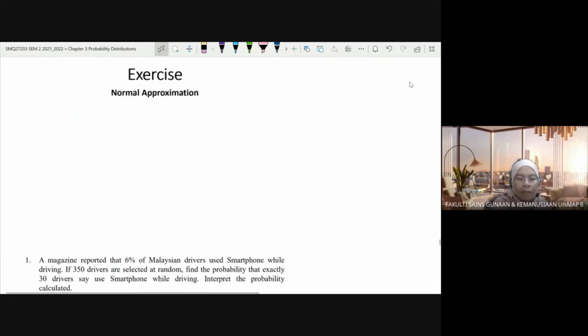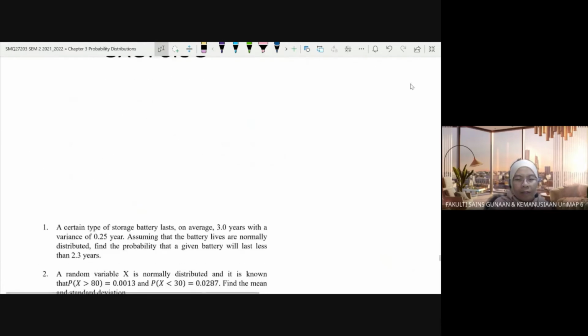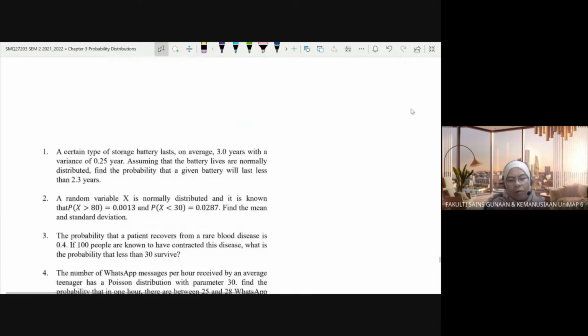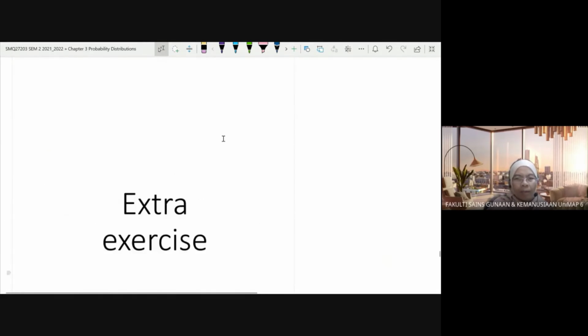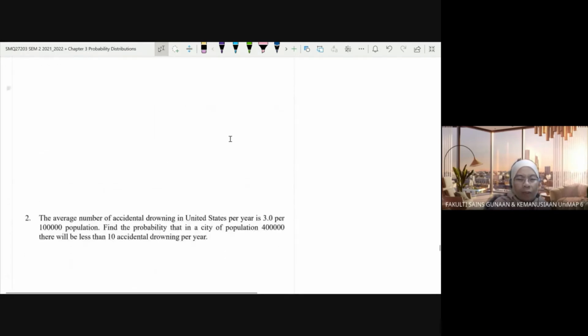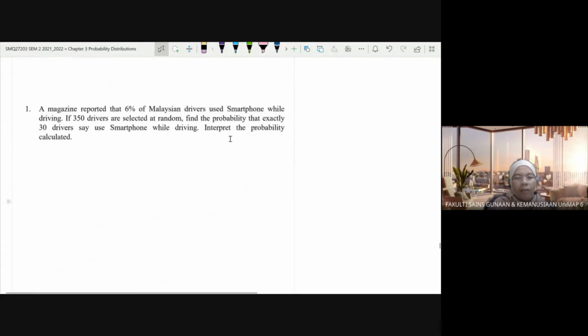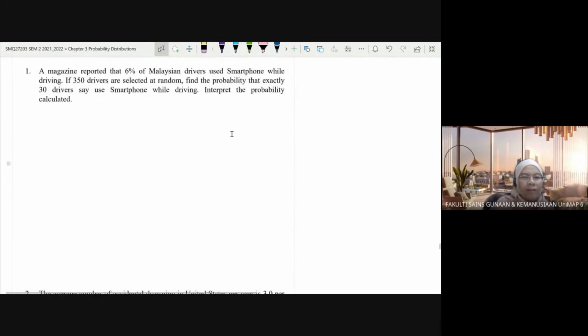Okay, so there are some exercises as well as extra exercises. For the extra exercises, I'm not going to do them, for your information. From the extra exercises, there are questions related to normal probability as well as the approximation question. But before we finish the lecture, I would like to do the two questions that reflect the normal approximation for binomial and Poisson. Let's look at these third questions.